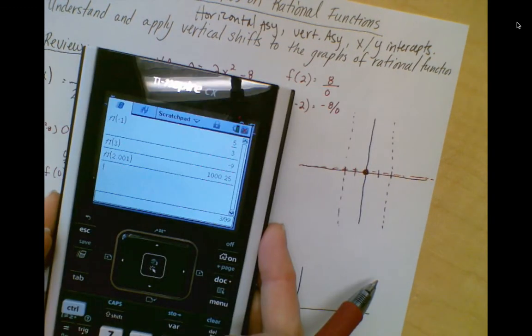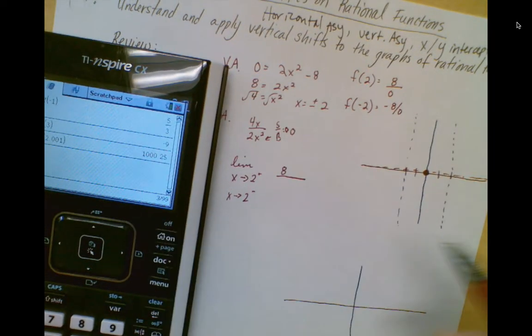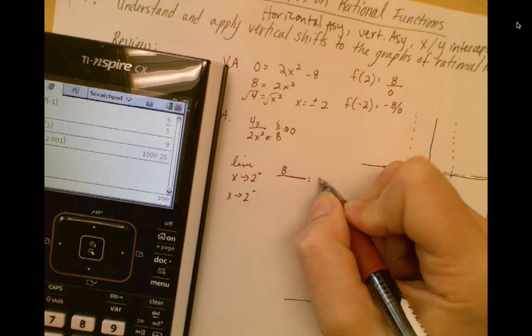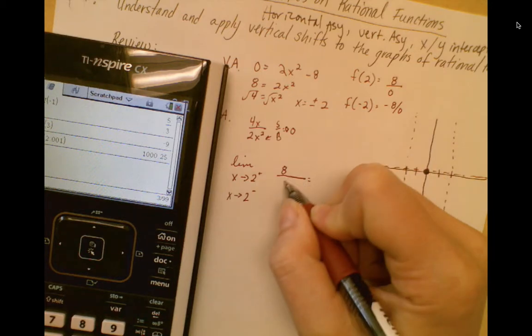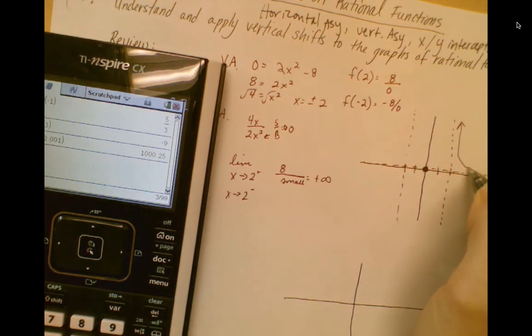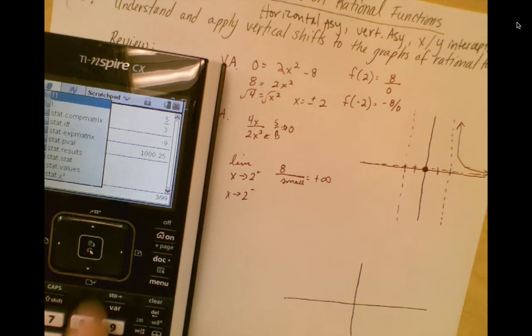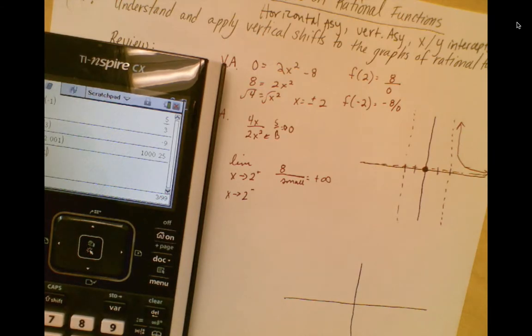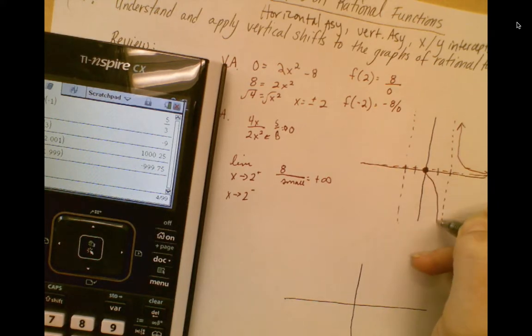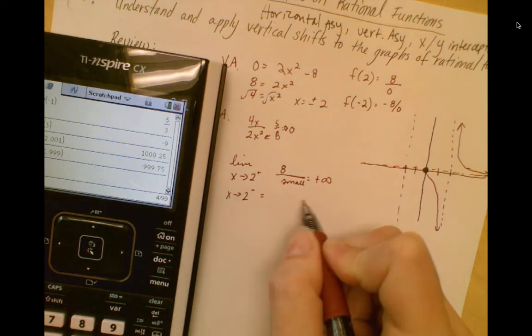So a number that's slightly greater than 2, which would be this from the right, is going to go to positive infinity. Okay, and then heading off this way. From the left, a number that's slightly smaller than 2 would be plugging into our function that we defined 1.999. Ooh, and it's going down this way. This is going to go to negative infinity.